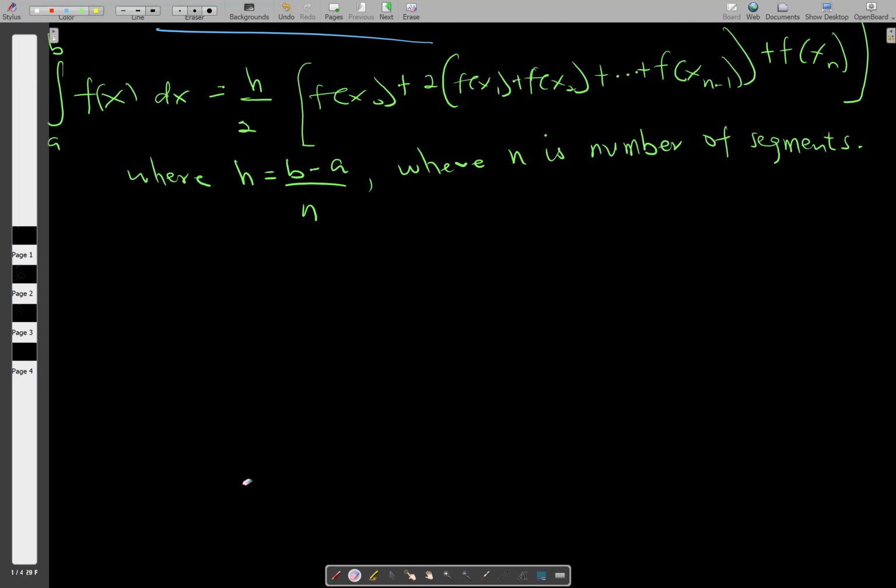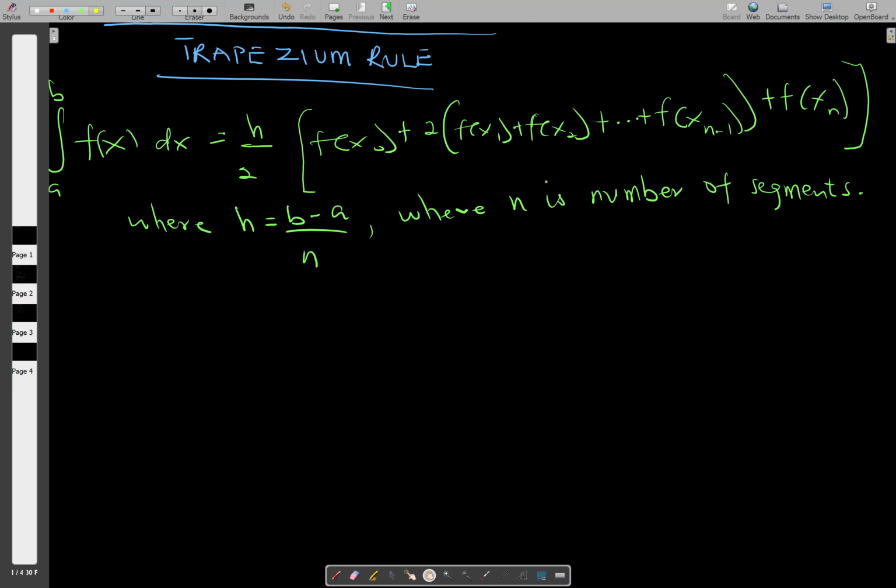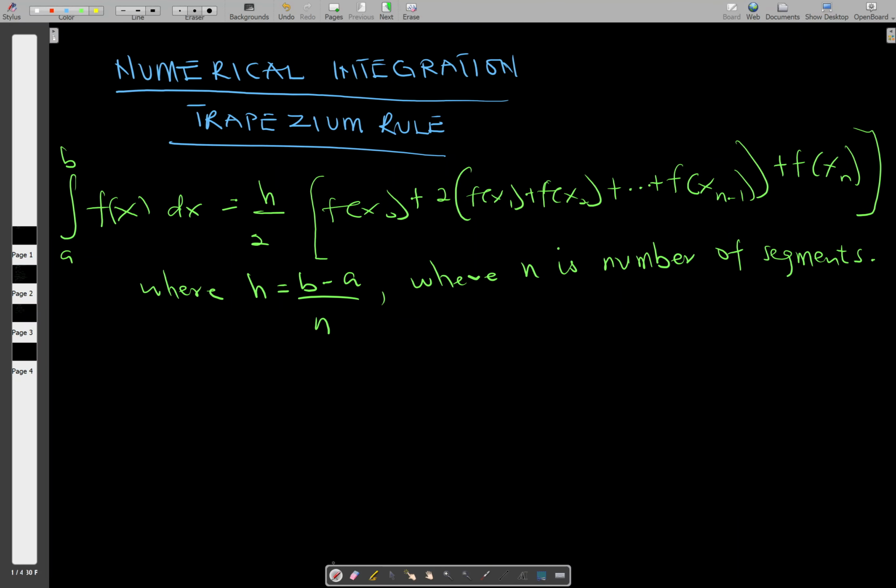The trapezoidal rule is a method of numerical integration used to find the area under a given curve. It is actually used to find the area of any first order polynomial, that is of the form a0 plus a1x. This is a first order polynomial.